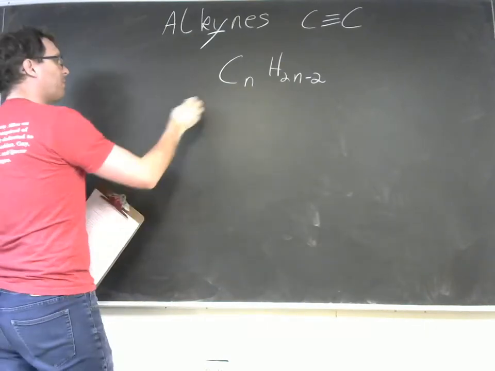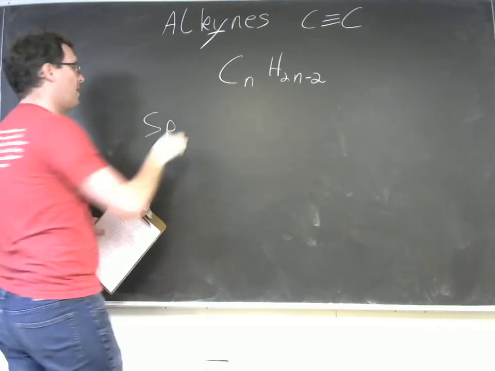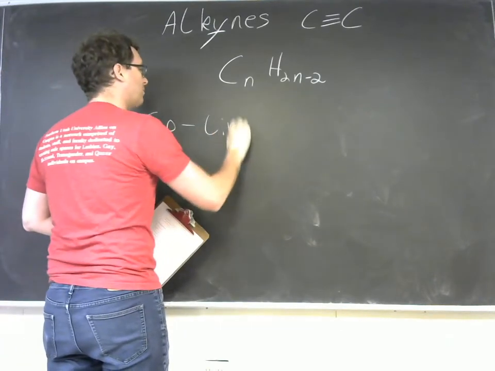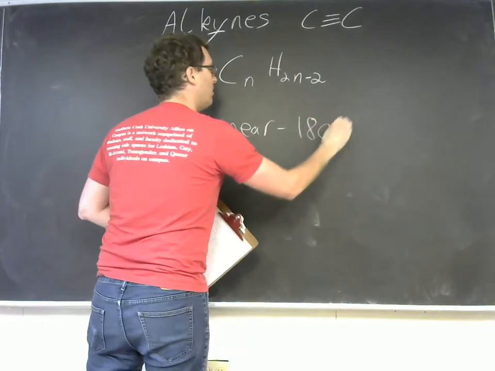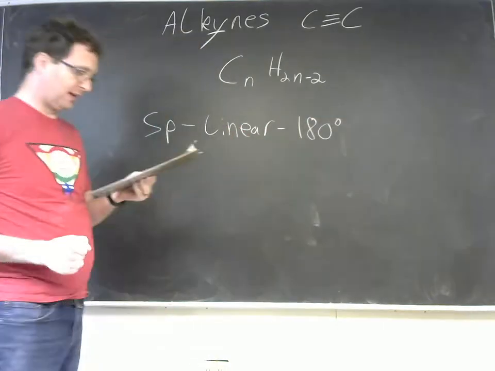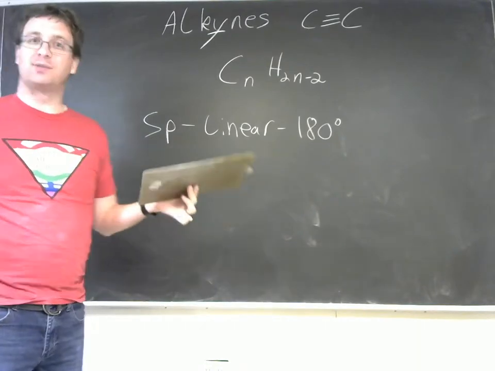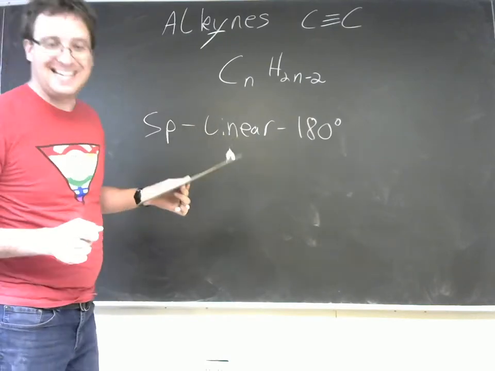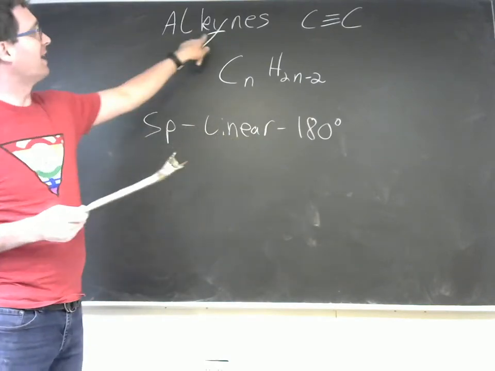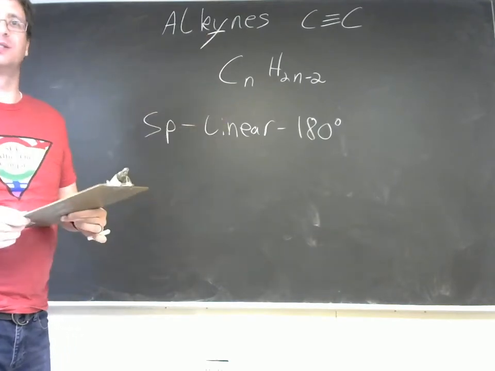The carbons in alkynes are sp hybridized. That means that these are linear molecules and they have 180-degree bond angles. The alkynes are named just like the alkenes, but they end in "-yne", and their bond position is numbered exactly the same.